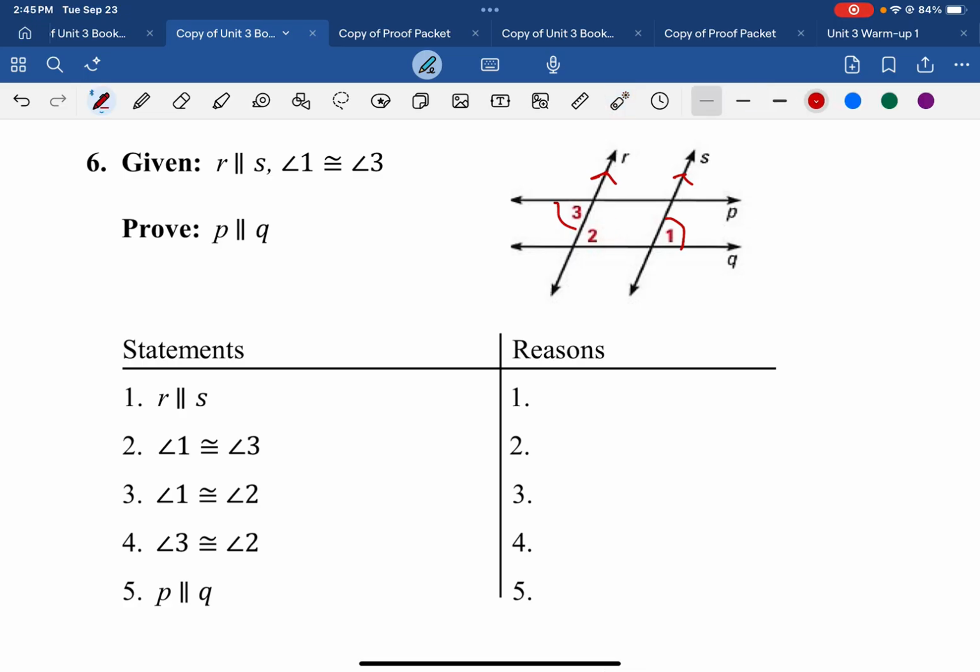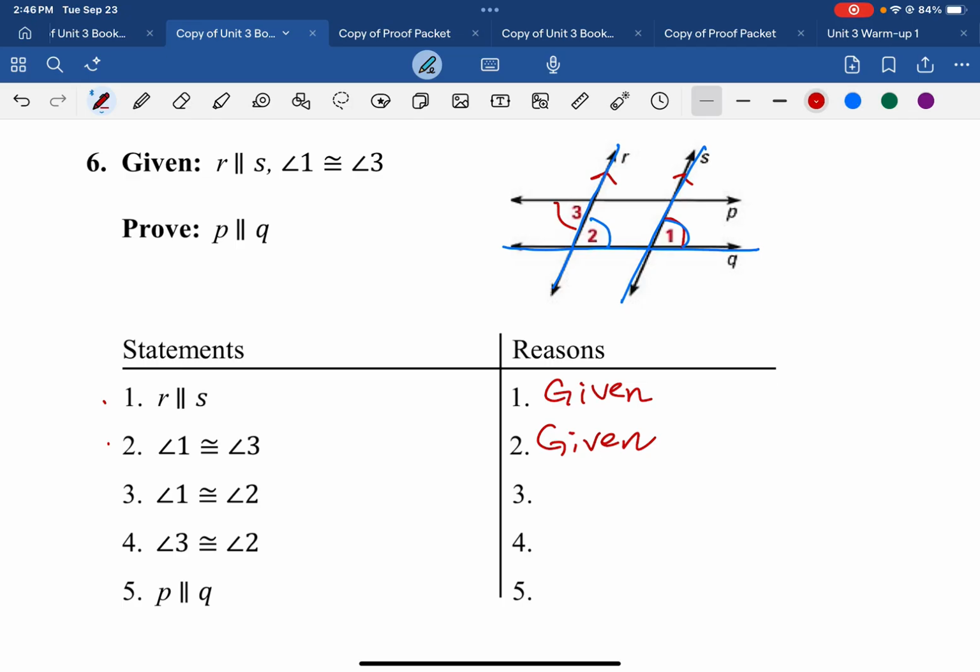All right, so you're given all the statements this time. The first reason is given. The second reason is given. So they just listed both givens right off the bat. Okay, the next step, angle 1 is congruent to angle 2. So they're saying angle 1 and angle 2 are congruent. Here are your parallel lines. If Q is your transversal, do you see that angle 1 and angle 2 are corresponding angles?